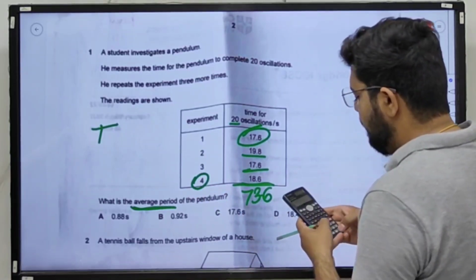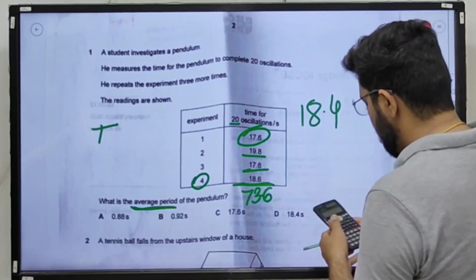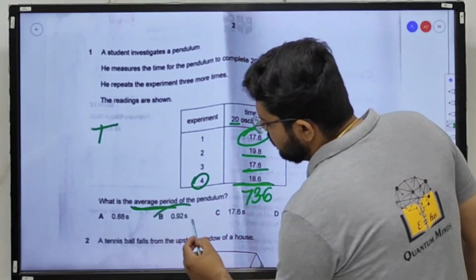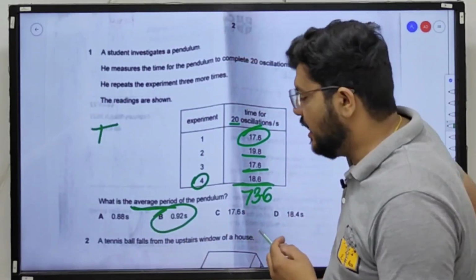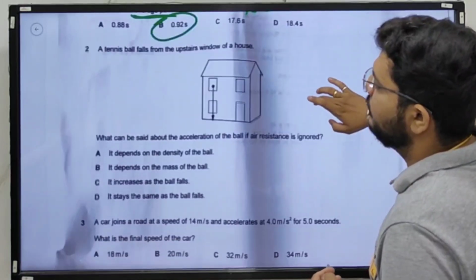So first I will divide by 4. This is 18.4, the average time for 20 oscillations, and dividing by 20 will give me the average time for one oscillation. Time period is one oscillation. So option B is your correct answer.